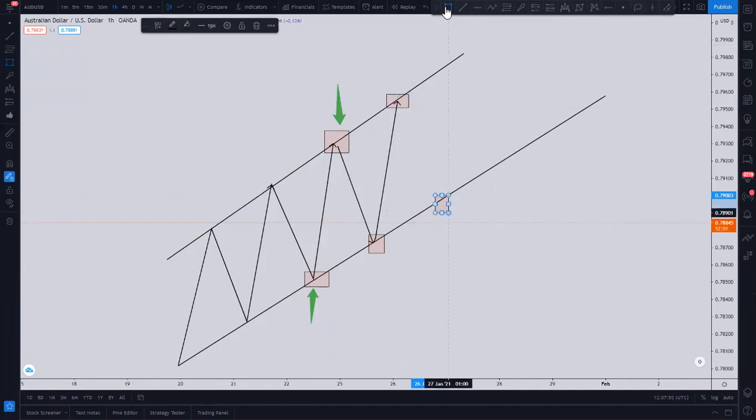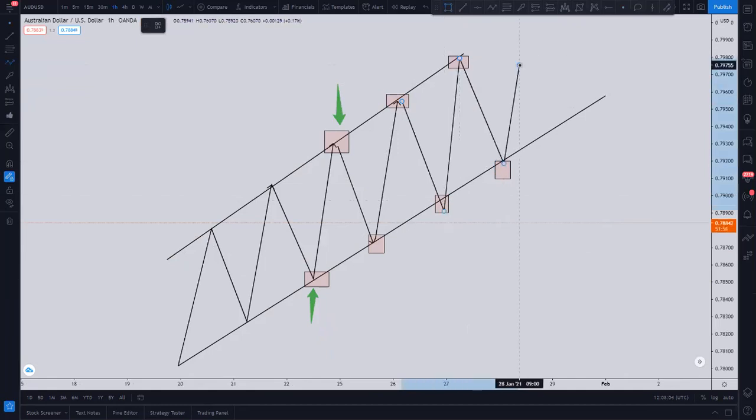You just wait for price to respect your levels, and then you end up having a series of pushing up, pushing low like that, and then you just enter where it is possible, right? So now that is an upward channel. Same applies when we have a downward channel.